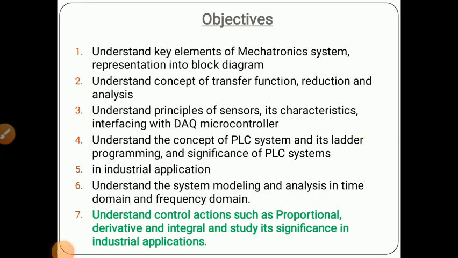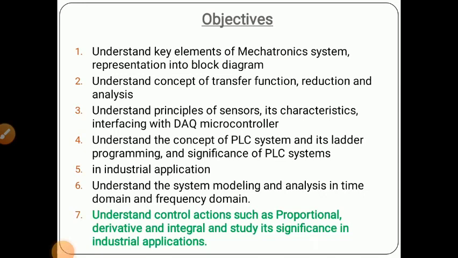So what are the objectives of these control systems? The unit control system, what are the objectives? First is to understand key elements of mechatronic system representation into block diagram. Second is understand concept of transfer function, reduction and analysis. Third is understand principles of sensors, its characteristics, interfacing with DAQ microcontroller. Fourth, understand the concept of PLC system, its ladder programming, significance of PLC systems. Fifth is industrial applications. Sixth is understand the system modeling and analysis in time domain and frequency domain.